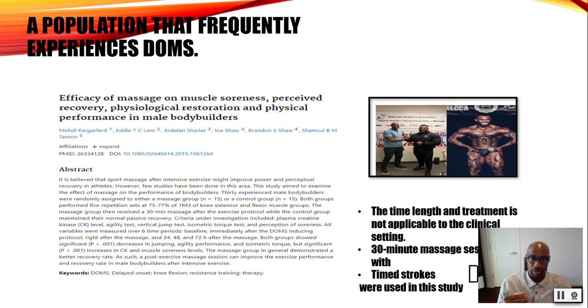After the buzzer went off, the massage therapist was instructed to switch to the next stroke. That's more of a control over the therapist, which is not realistic in a clinical setting either. So I really do give this study a thumbs down in terms of the method that was used during that time frame, because it doesn't apply to the clinical setting.